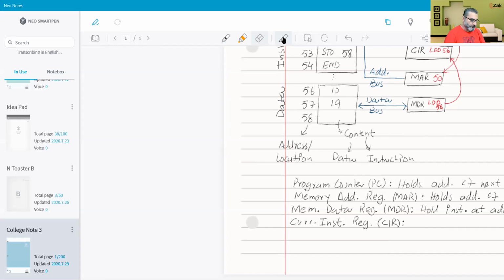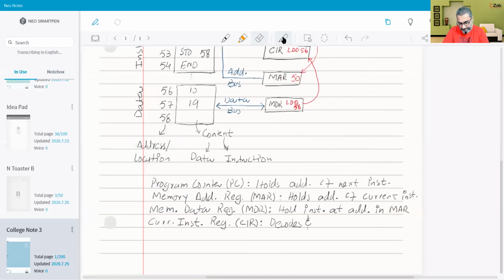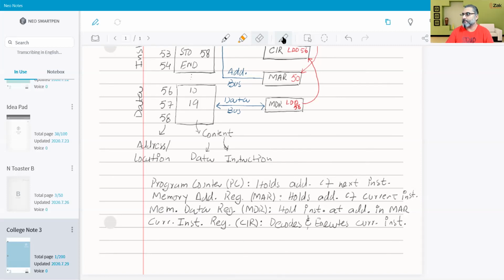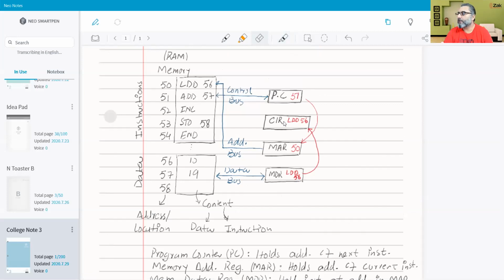So what does CIR do? CIR is the current instruction register. It decodes and executes the current instruction. You have to write current instruction, right? It decodes and executes the current instruction. So the cycle is now completed. Once this happens, CIR decodes and executes. Again from PC, 51 will arrive in MAR. PC will become 52, MAR now points to 51, ADD 57 will arrive in MDR, from MDR it goes to CIR, and ADD 57 will be decoded and executed.